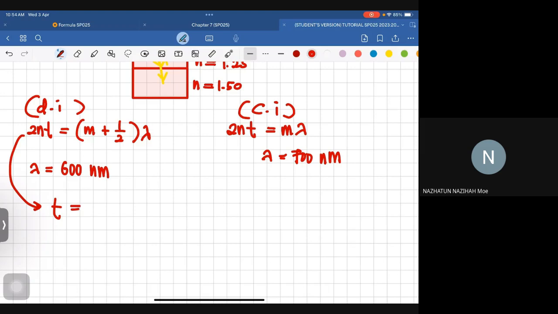Risau kamu tak faham. Okay, boleh ya? Cannot directly equate M. Boleh. Tapi dalam answer scheme ni, dia equate T dulu.